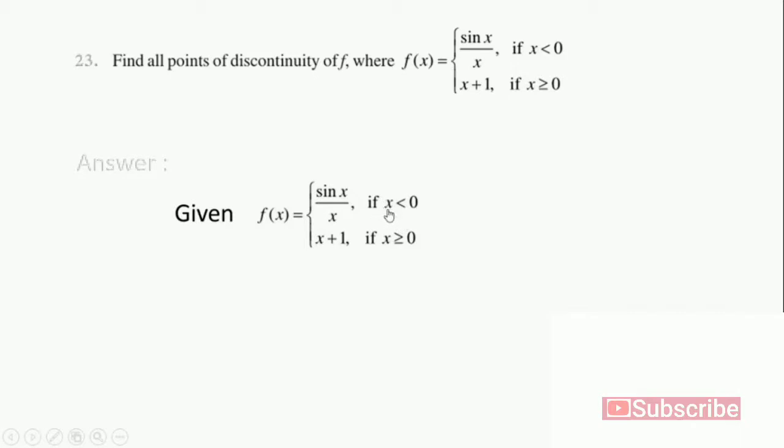Now here this function is defined for all real numbers because, you see, x less than 0 means all negative numbers. Suppose this is your real number line, and this part x less than 0 is all negative real numbers, that is minus infinity to 0. So every negative real number is included here, and next, x greater than or equal to 0 means 0 is included and all positive real numbers are included. Hence this function is defined for all real numbers.